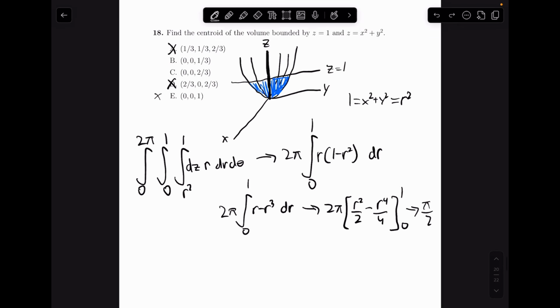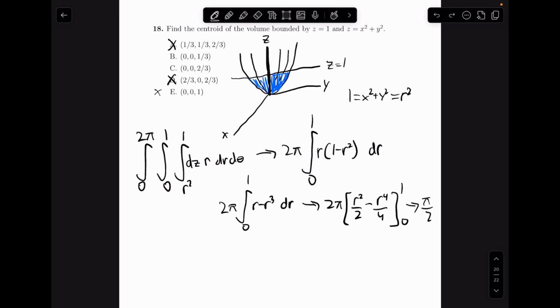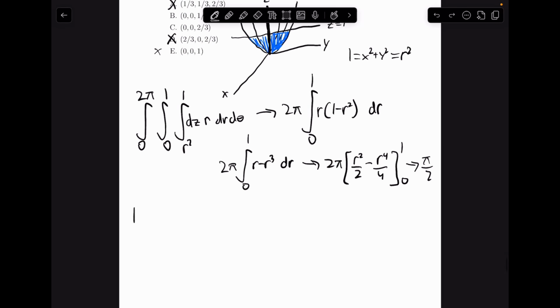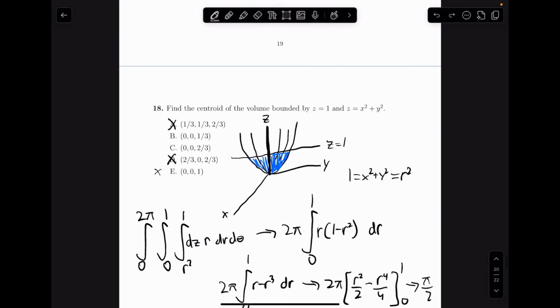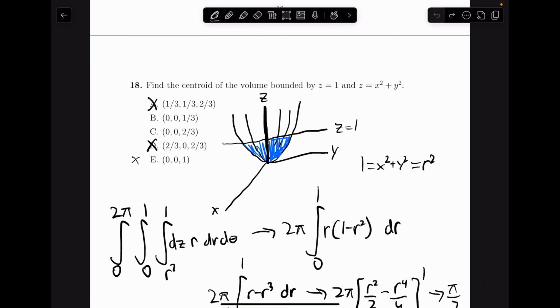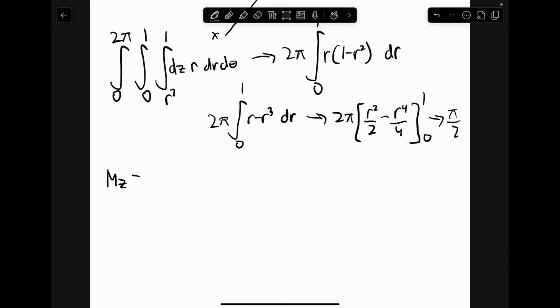But now we need to find the moment in the z direction, which is going to be Mz. And it's going to be the same integral, but instead of just dz, we're going to integrate z dz, because if we think about it intuitively, the z value is going to be how much it's pulling in that direction. So Mz is going to be pretty much the same exact integral from here, but we're going to multiply by z.